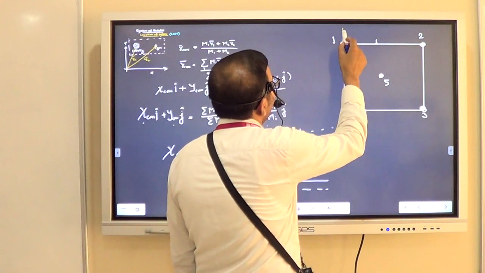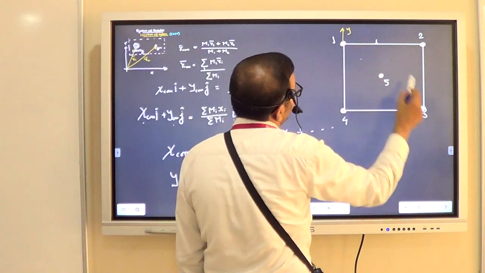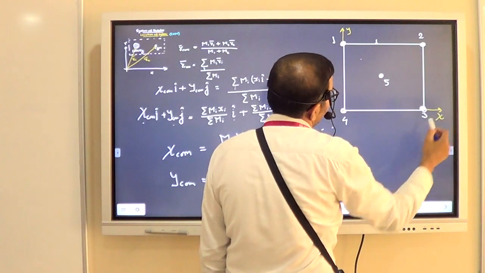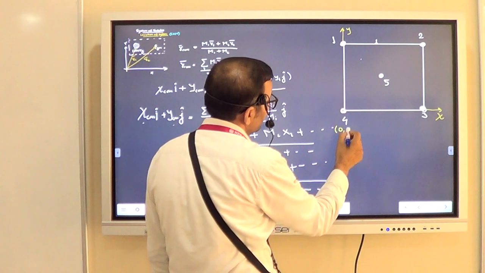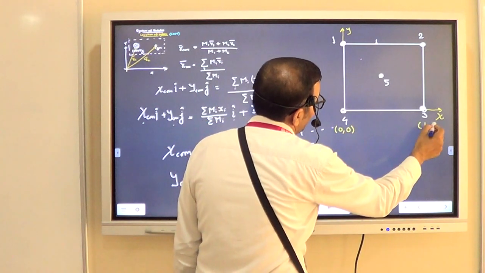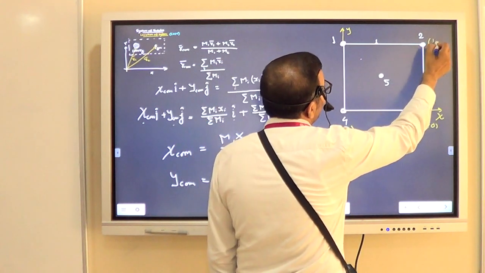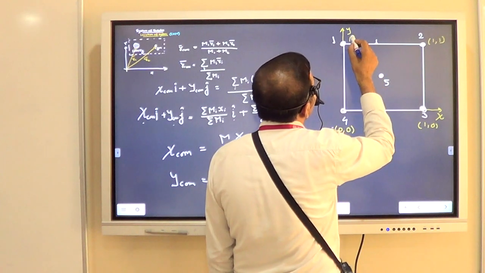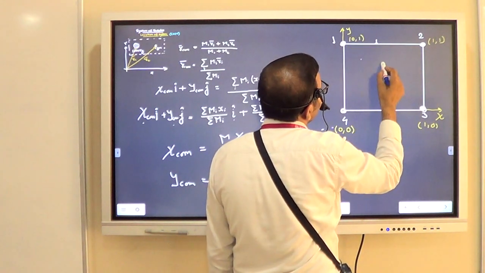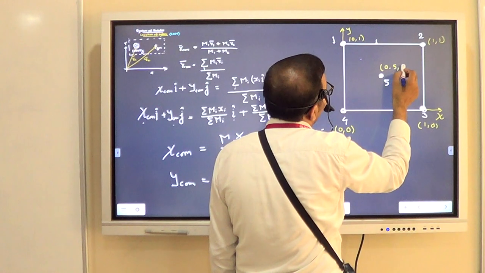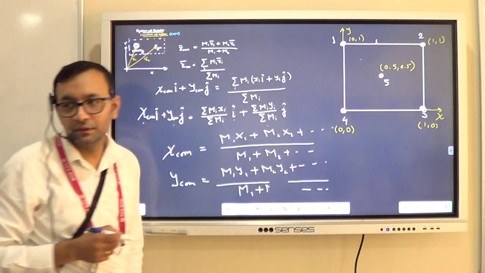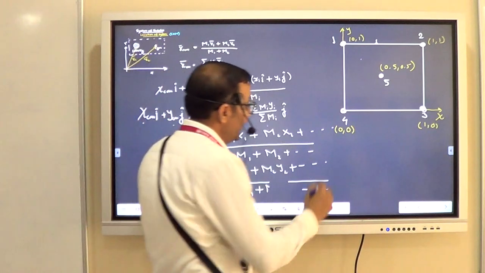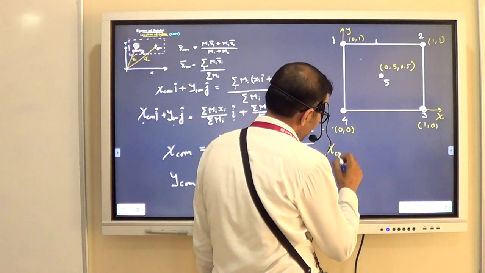So let me take a coordinate axis. This is y axis, this is x axis. What is the coordinate for 4? This is 1, 0. This is 1, 1. That is, and this 0.5, 0.5. Simple. So x center of mass.